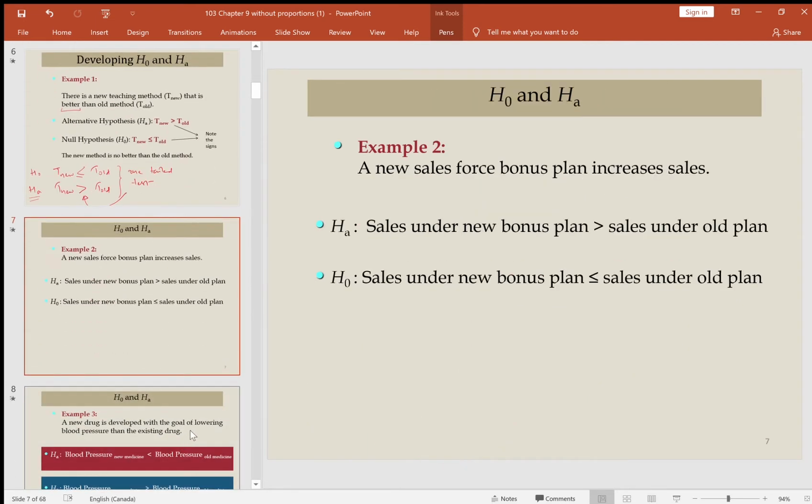Okay, example 2. A new Salesforce bonus plan increases sales. Okay, so a new plan increases sales.